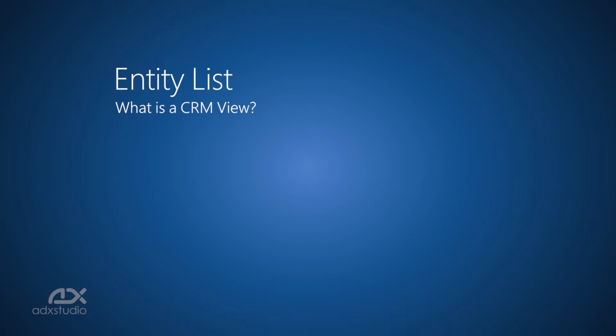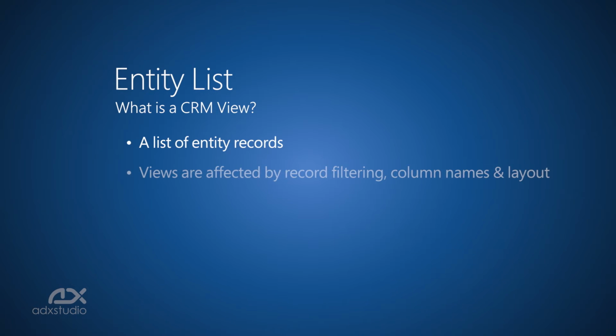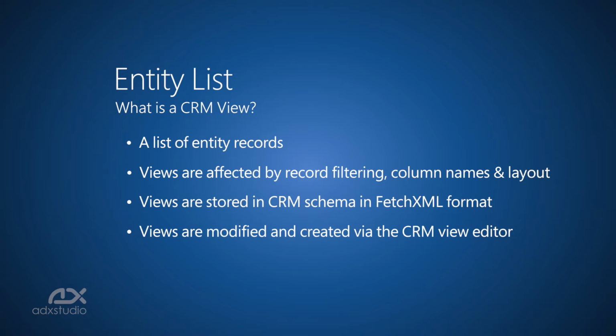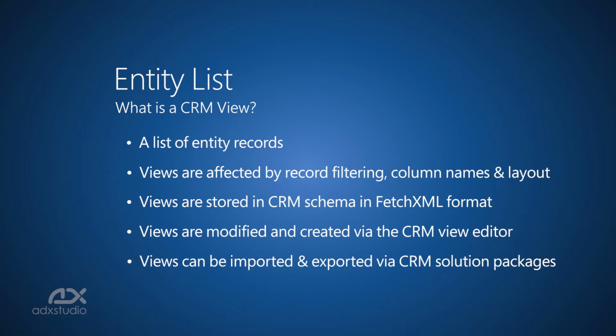So, what is a CRM view? CRM views are presented to a user of the CRM web application anytime a user wishes to view a list of records. A given view affects both the records that appear in the list via filtering, as well as the column names and layout. Views are stored within the schema of a CRM organization in Fetch XML format, can be modified and created via the CRM View Editor, and can be imported and exported via CRM solution packages.